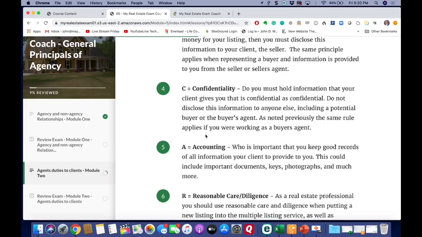We talked about OLD CAR. The C stands for confidentiality. If your client gives you information, you have to maintain confidentiality for your client. Now, let's go back to that loyalty.